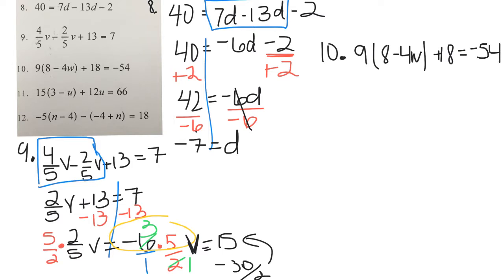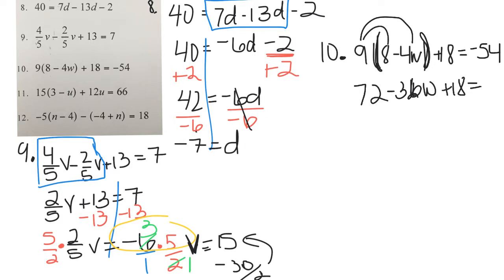And so when we're doing, oh no, these are parentheses, not absolute value. So when we have a number in front of parentheses, we are allowed to distribute. So we can distribute the 9 times 8, which is 72. 9 times the negative 4w is negative 36w, plus the 18 equals negative 54.